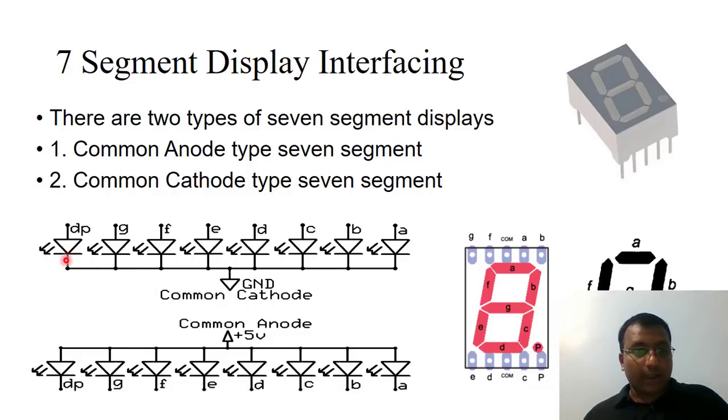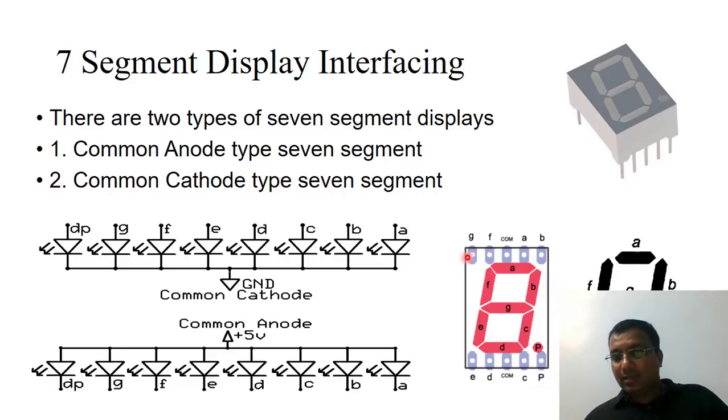In this, all the cathodes are shorted and then connected to ground. In case of a common anode type of display, all the anodes are shorted and connected to +5. To turn on a particular digit or a particular LED, we need to send a 0 command in case of a common anode, but in case of a common cathode, we need to send a 1 command.